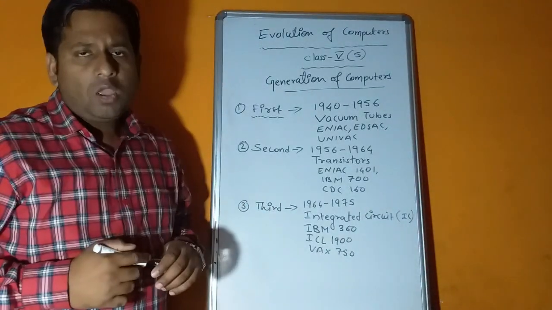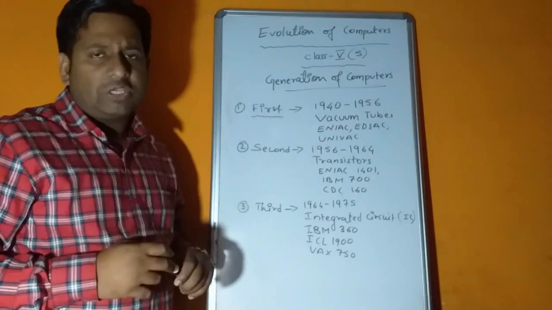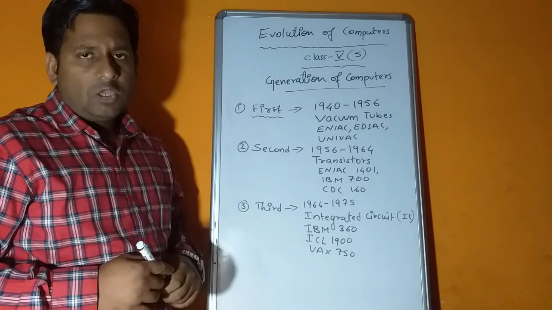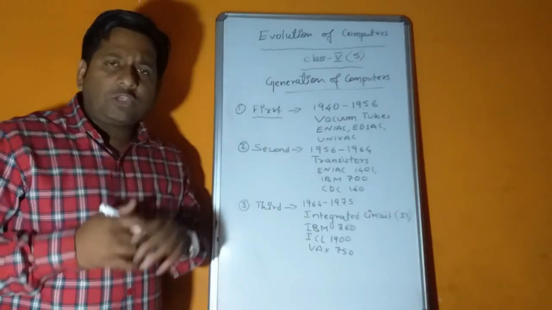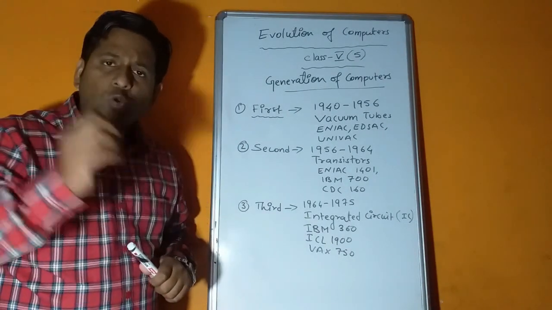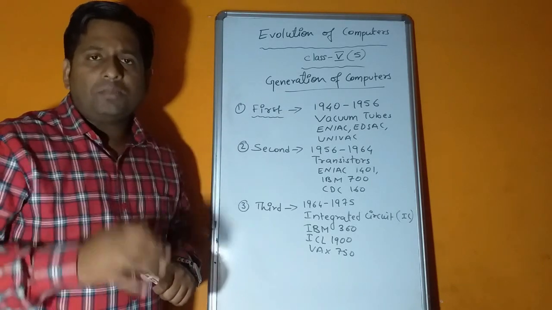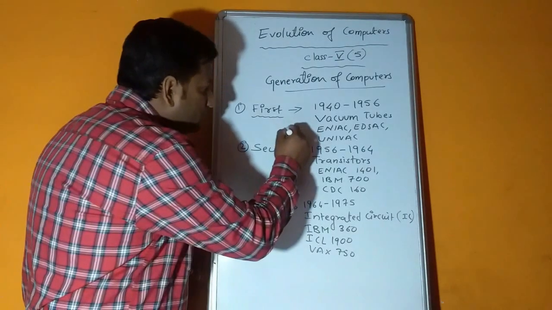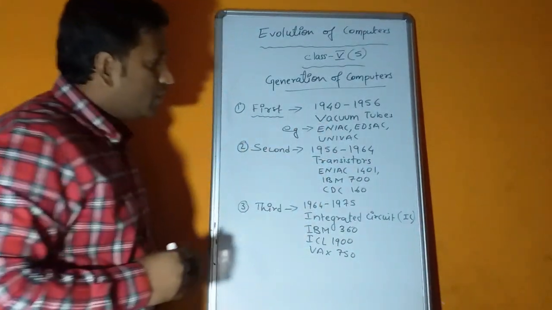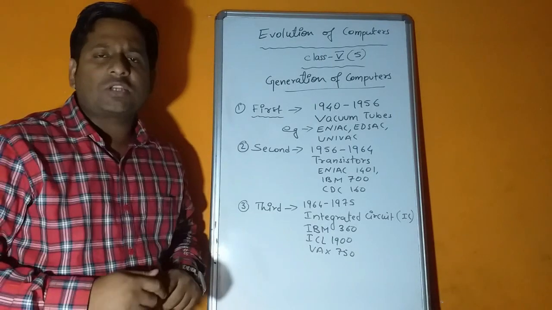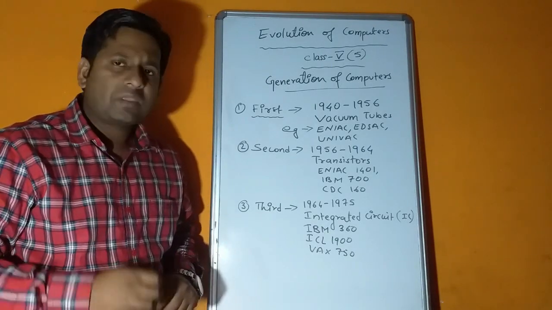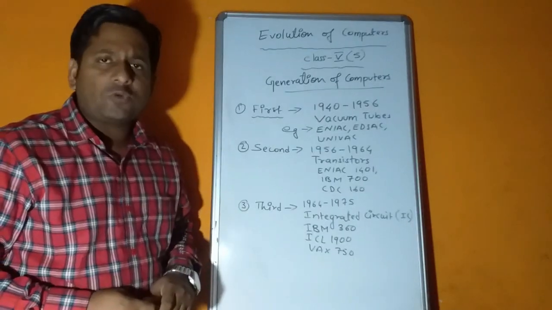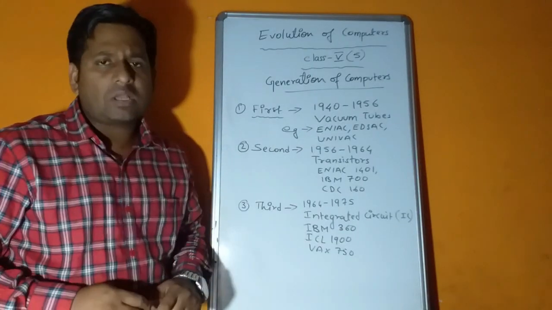The first generation started in the year 1940 and lasted up to 1956. At that time the technology used to run the computer was vacuum tubes. Examples of first generation computers were ENIAC, EDSAC and UNIVAC. So these three different computers were examples of first generation computers.